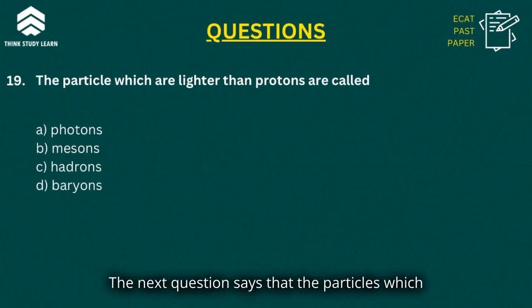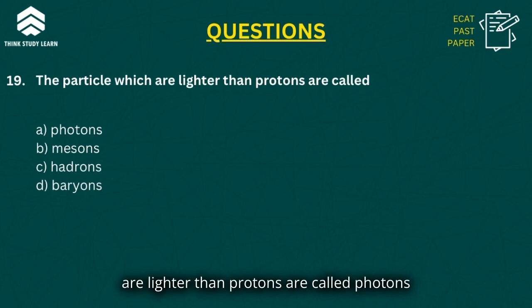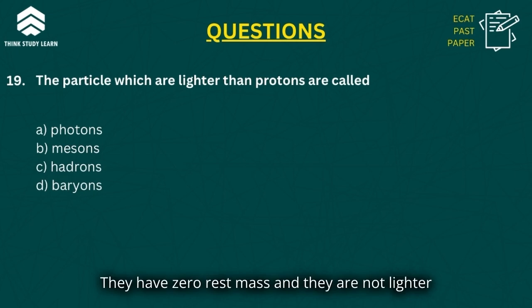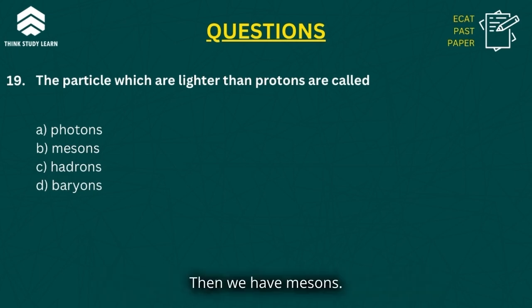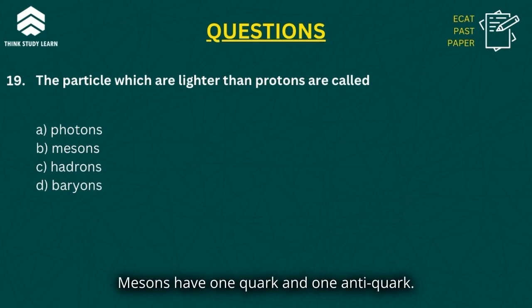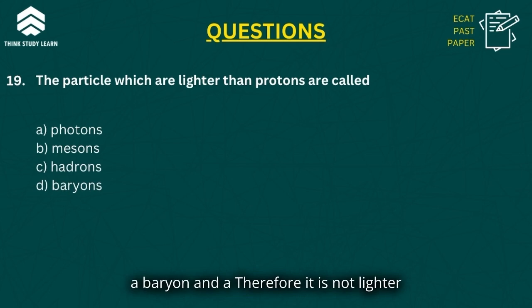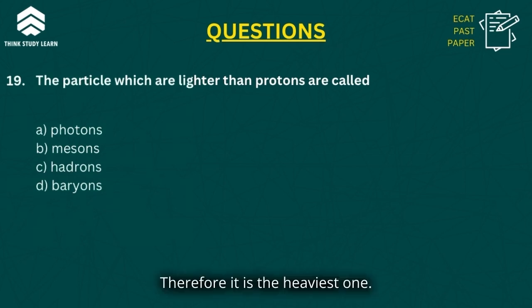The next question says that the particles which are lighter than protons are called. Photons are particles of light. They have zero rest mass and they are not lighter than the protons. Then we have mesons. Mesons have one quark and one anti-quark. Hence, we can say that they are lighter than the protons. And then we have hadrons. Hadrons are made up of quarks, which includes a baryon and a meson. Therefore, it is not lighter than the proton. Then we have baryons. Baryons are heavy hadrons. They have three quarks. Therefore, it is the heaviest one. So, option B is the correct answer.